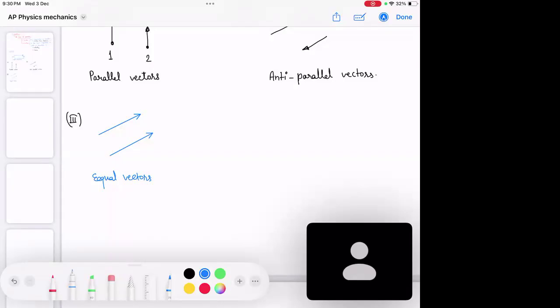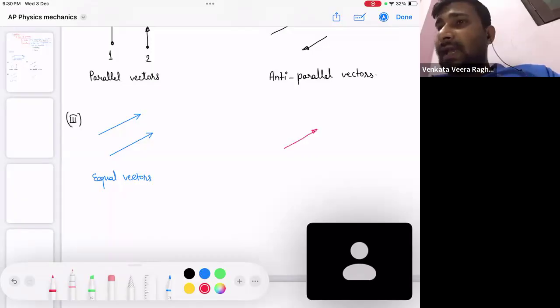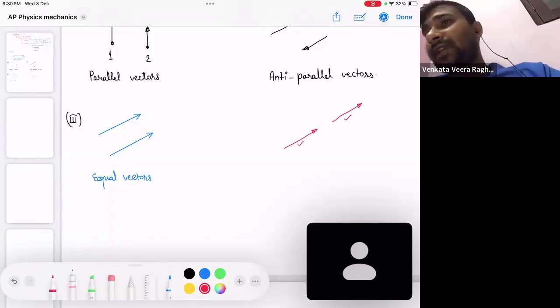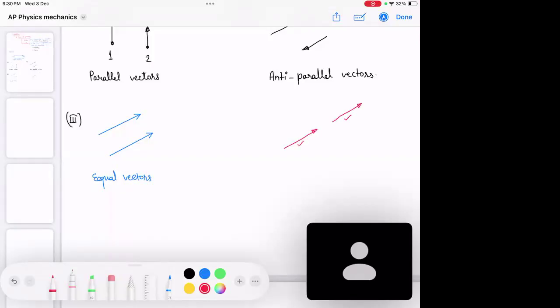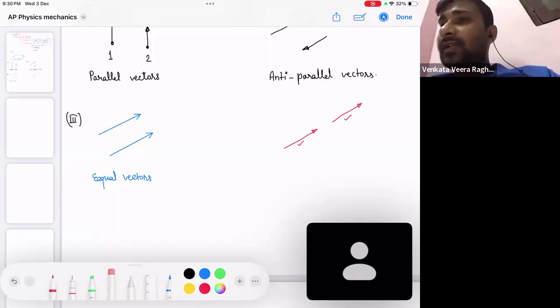No, sir. Meaning what? Let me take an example. Let's say this is the vector here, and I have shifted this vector here parallelly. Tell me, this vector and this vector, are they the same or different vectors? Same. Same vector.